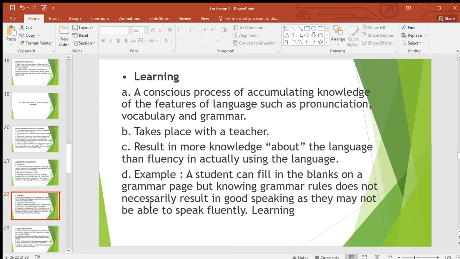Usually, when we learn, we really learn. We know about the language, but sometimes it's different. Knowing and being able to use it are different. For example, the attorneys. Let's go with a bad example.